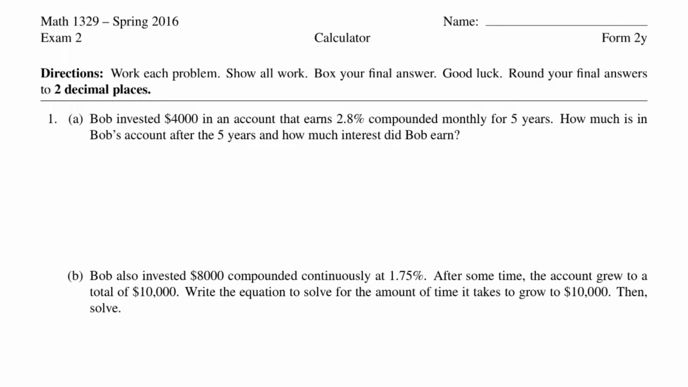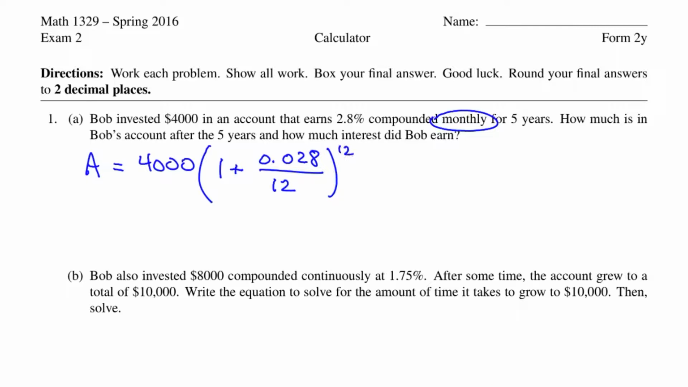Let's look at the solutions to exam 2Y, the calculator portion. Question 1: Bob invested $4,000 in an account that earns 2.8% compounded monthly for 5 years. How much is in Bob's account after the 5 years, and how much interest did he earn? So we'll use this formula.